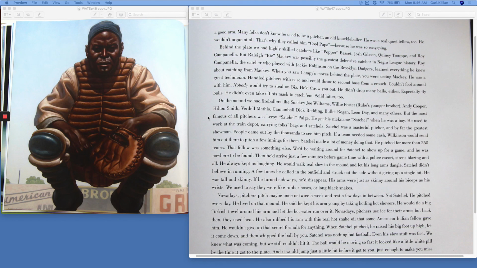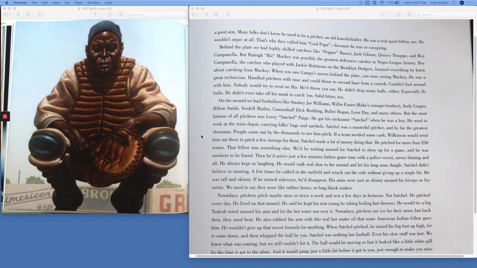He got his name Satchel when he was a boy. He used to work at the train depot, carrying folks' bags and satchels. Satchel was a masterful pitcher and by far the greatest showman. People came out by the thousands to see him pitch. If a team needed some cash, Wilkinson would send him out there to pitch a few innings for them. Satchel made a lot of money doing that. He pitched for more than 250 teams. That fellow was something else.